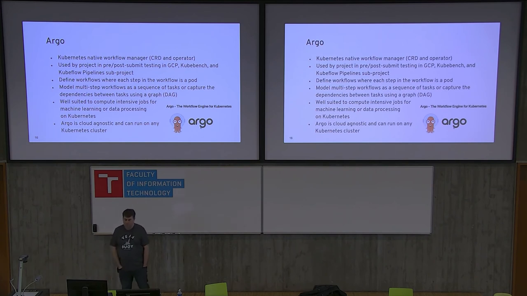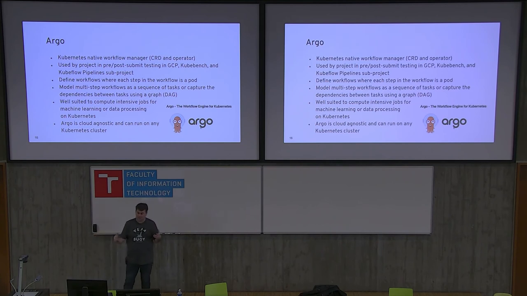We also make use of Argo. Argo is, again, you'll see this pattern in Kubeflow. We're making use of different projects that have Kubernetes native capabilities. And Argo is one of those. It's provided by Intuit. It's an open source project. And it's a CRD and an operator. And we actually use it in a variety of ways within the project.